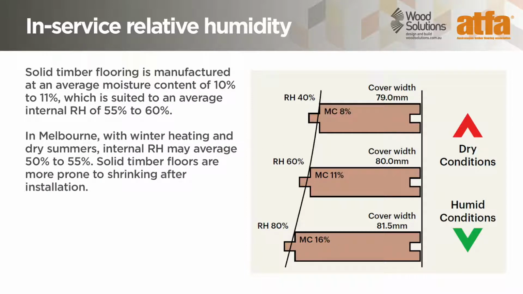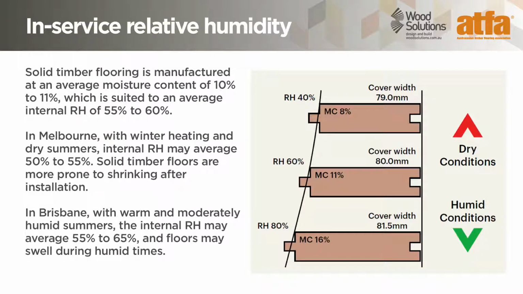In Melbourne, with winter heating and dry summers, internal RH may average 50% to 55%. Solid timber floors are more prone to shrinking a little after installation. In Brisbane, with warm and moderately humid summers, the internal RH may average 55% to 65%, and floors may swell a little during more humid times. So, you can see that, after manufacture, in some in-service climates, flooring can be expected to shrink. In some, there will be little movement, and in other locations, the flooring can be expected to swell. This is shown in the diagram on the right.